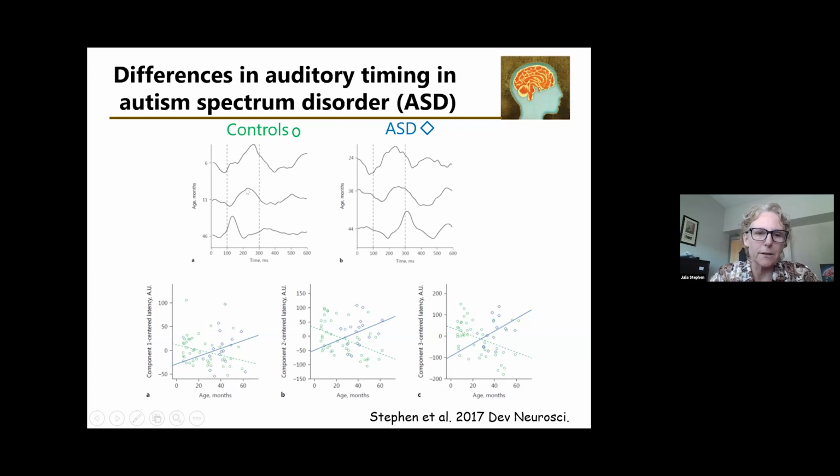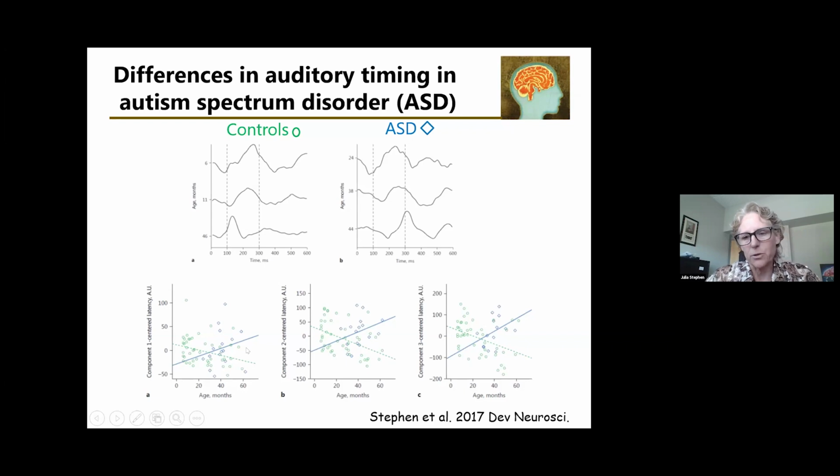What we're looking at here is the timing of these peaks. And what you can see in this finding is that for the different peaks, this is peak 1, 2, and 3, that in our typically developing children, the latency decreases with age. This is quite well known, but what we found is that with the individuals with autism, their latencies, and this was a cross-sectional study, but the older kids with autism had delayed latencies relative to the typically developing controls.